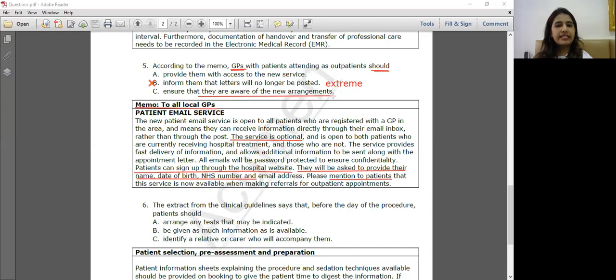GPs don't have to provide the access to the new service because it is saying straight away that the patient can sign up through the hospital website. They will be asked to provide these details. What the GPs have to do is please mention to patients that this service is now available when you are making referrals. So it is not under the GP's scope of practice to give access. GPs just have to inform or make them aware. So C is the correct answer here, not A. So identifying the focus of the question is very, very important.